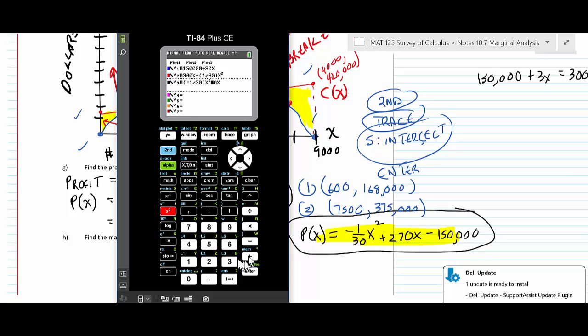Okay, then plus 270x, and you should have a parabola that comes out on this, 270x, and then minus 150,000. So you'll have a parabola opening downward like this. Okay, so I want to see if this makes any sense to you. I'm hoping it does. What is the value of the profit at a break-even point?